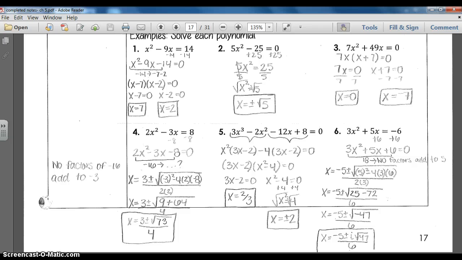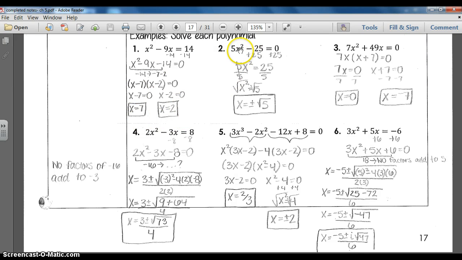All right, so let's go ahead and talk about these answers. So subtracting 14, coming up with the factors of negative 14 that add to get 9 would be negative 7 and negative 2. So putting those into our sets of parentheses, we now can solve x minus 7 equals 0, x minus 2 equals 0. So x is 7 and x is 2. So shortcut factoring method for that.